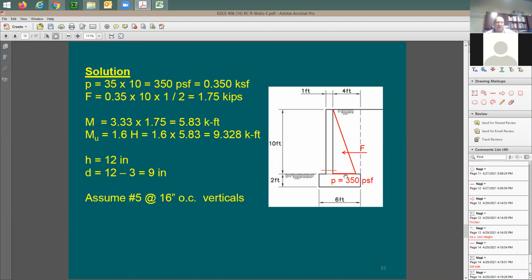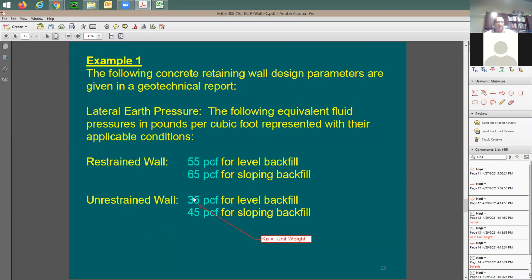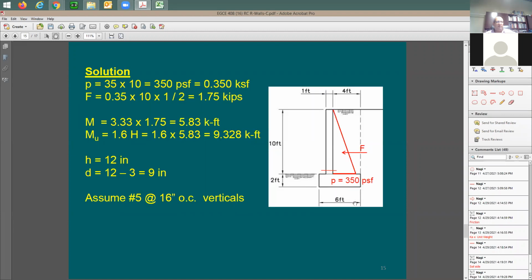So we say here, we're going to treat this as the 35 pounds per cubic foot, which is this number here: unrestrained, cantilever wall and level backfill. So it's going to be 35 pounds per cubic foot, level cantilever. And the pressure at the base, at the bottom of the wall, is going to be equal to 35 times 10 feet, which is the height.